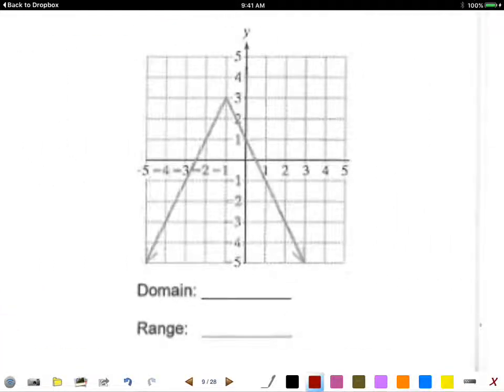Okay, last one. This is that absolute value, which I don't have time really to go into more detail, so we'll have to hit on that another time. But the domain, how far to the left and how far to the right is this graph going? As it continues to extend all the way this way and this way, so all real numbers. Okay, and what about the range? How far up does it go? 3. 3, and how far down? Infinity.